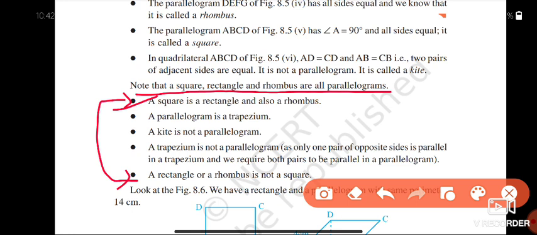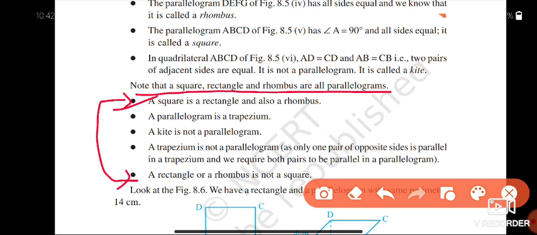Then next note: a parallelogram is a trapezium. See why a parallelogram is a trapezium? Because it satisfies the property of a trapezium. That means one pair of sides is parallel in a parallelogram. Even though in a parallelogram both pairs of sides are parallel, we can take one pair parallel, because a trapezium has only one pair of sides parallel. Then after, the vice versa statement.